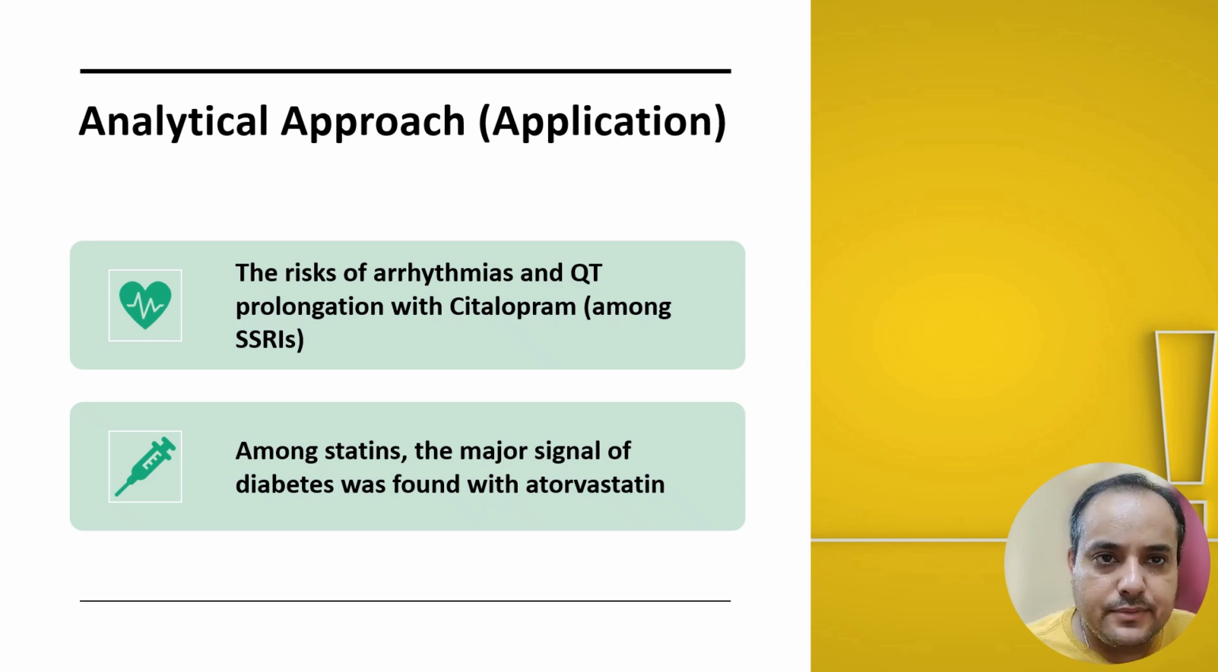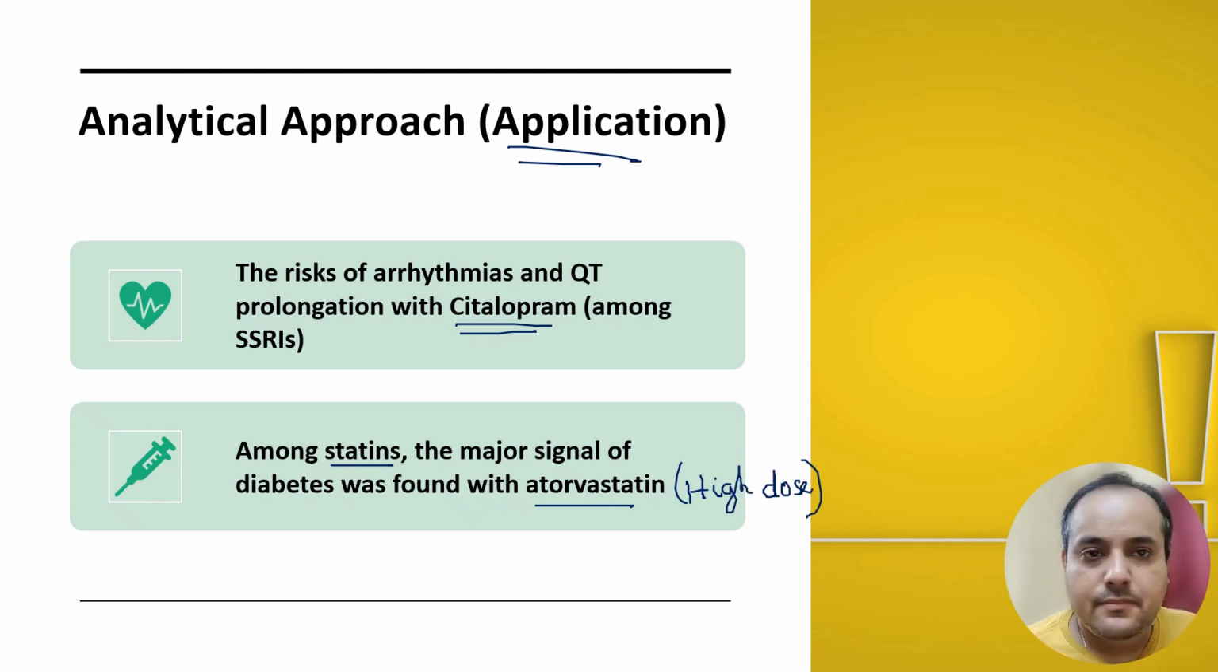So now with the help of this analytical approach, we have already got the adverse drug reaction for two drugs. The first one is the risk of arrhythmias and the QT prolongation that was reported with citalopram among all the SSRIs. That one we got through this analytical approach. And the second one was among the statins, the major signal for type 2 diabetes mellitus, which was found with atorvastatin, and that too with a high dose of atorvastatin. So these two cases we got by the analytical approach, the case and the non-case methods.